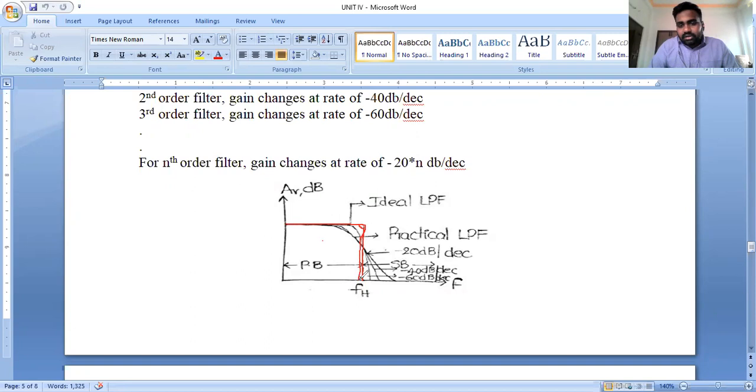So the response will oscillate in between the ideal low pass filter and the practical low pass filter in multiples of 20 decibel per decade. If it is above the practical filter, it is 20 decibel per decade, 40, 60. If it is below the practical low pass filter, it is minus 20 decibel, minus 40 and minus 60, as we discussed for the nth order terms, above the ideal low pass filter and below the low pass filter.